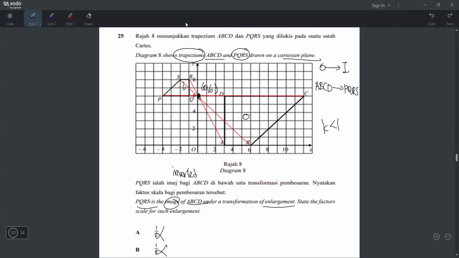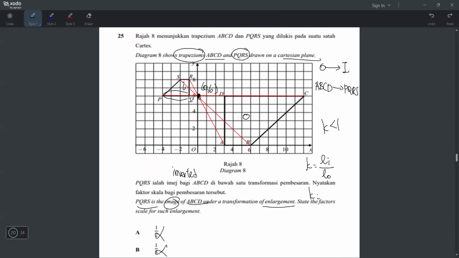Okay, this one we have to use the scale factor formula. The formula is length of image divided by length of object. Length, not area. If it's area, you have to square root. If you want to take area of image divided by area of object, then you have to square it. But this one you can just find the length, right? But you need to take the length of the image. So which one is the image? This one, right? So just choose any length you want, any side.